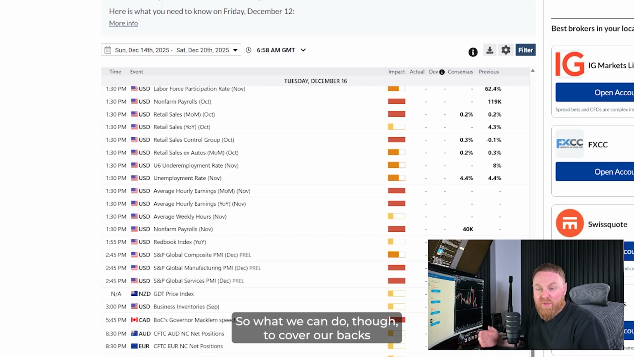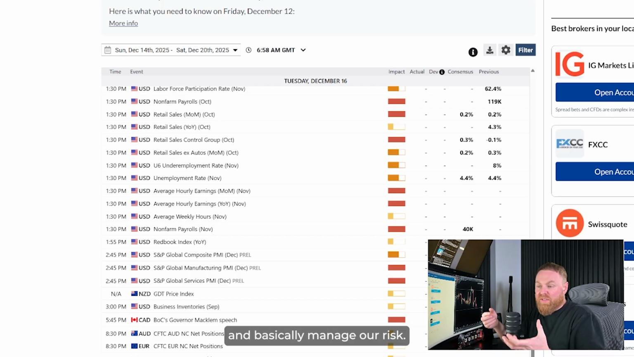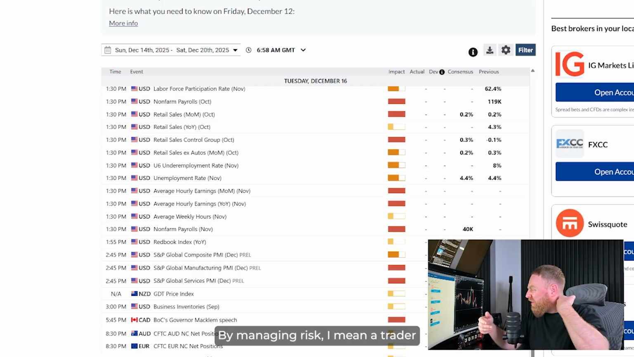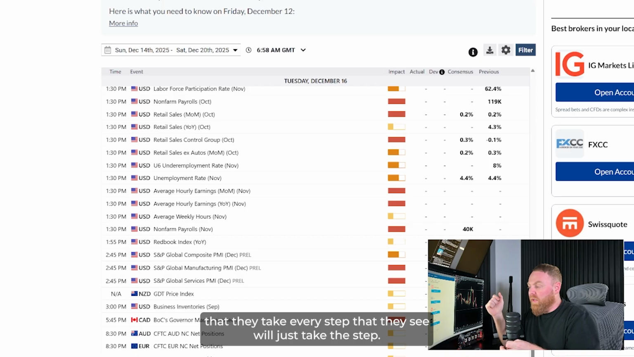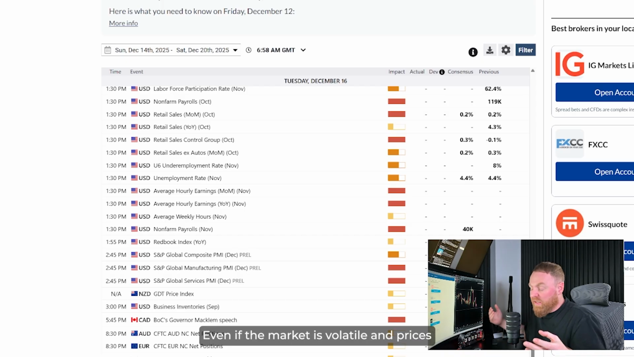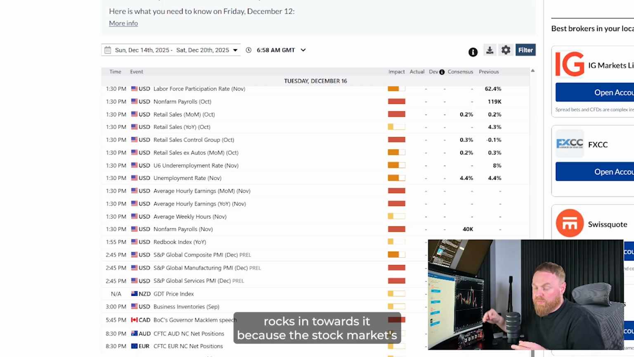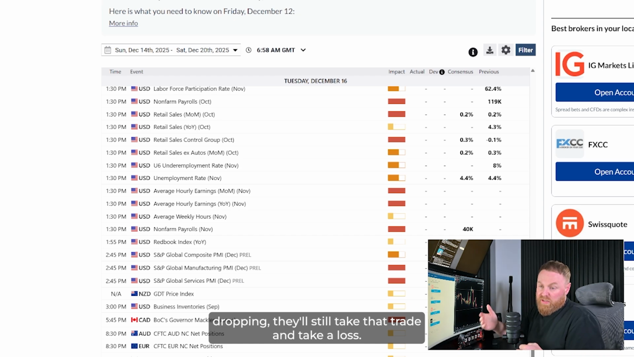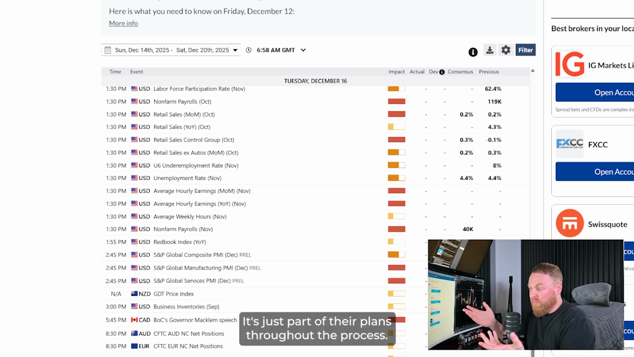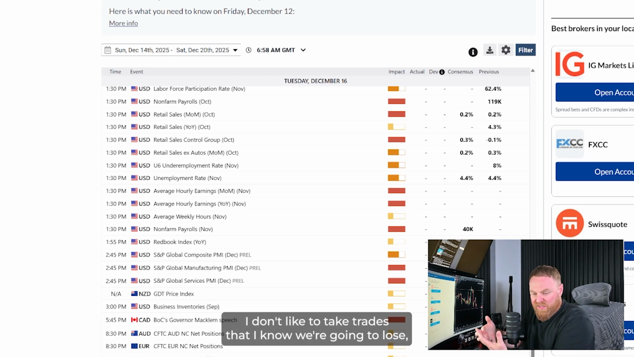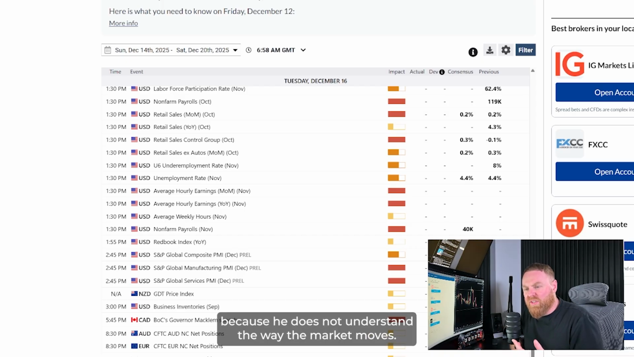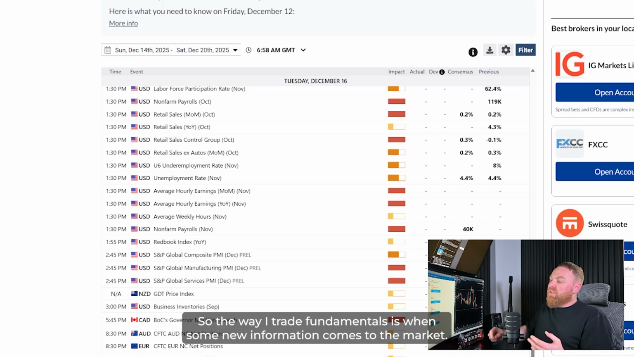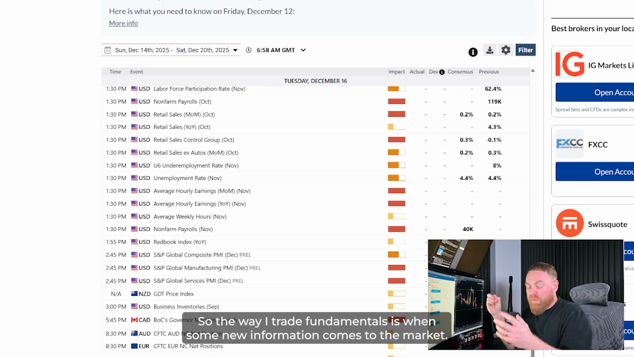So what we can do, though, is cover our backs and manage our risk. By managing our risk, I mean a trader who is fully systematic, with a systematic approach, takes every setup that they see, even if the market's volatile and price is rocketing towards it because the stock market's dropping. They'll still take that trade and take a loss. It's just part of their plan, part of their process. I don't like to take trades that I know are going to lose. But the trader that took the trade wasn't aware that it would lose because they don't understand the way the market moves. So the way I trade fundamentals is when some new information comes to the market.